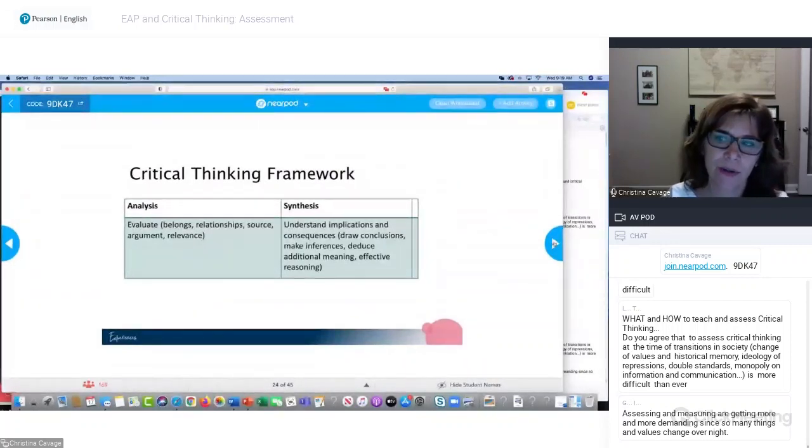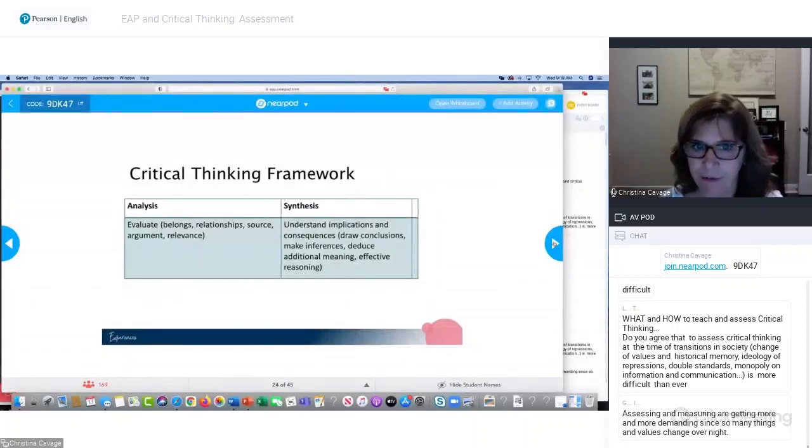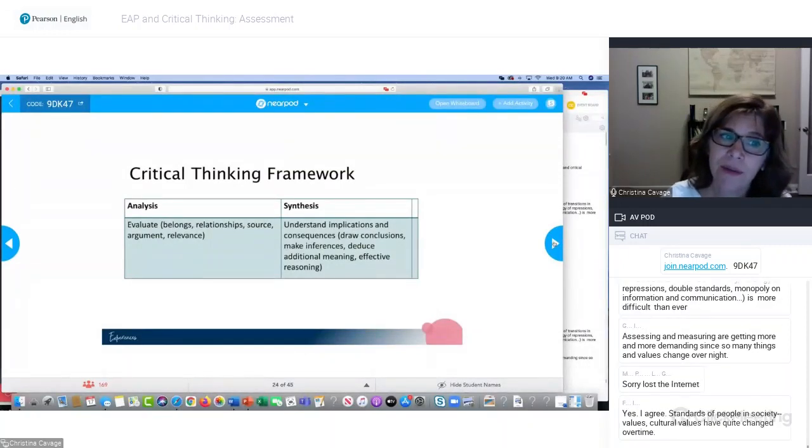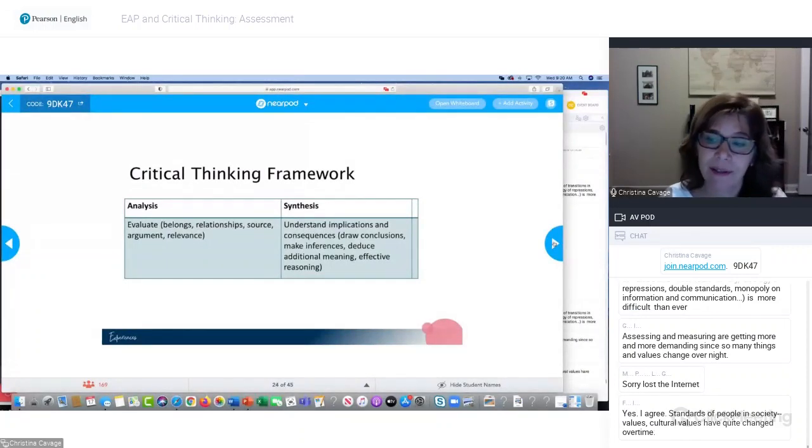So are students able to evaluate things? Can they show what belongs to a certain group? Can they identify relationships that have not been identified for them? Can they identify the source and maybe even the reliability and validity of a source? Can they identify an argument that is not clearly stated? Can they show relevance between things that maybe do not look as though they are connected or related? All of these things are analyzing, right? And so if we practice activities like this in the classroom, when we assess this, we're going to be looking at these kinds of things.